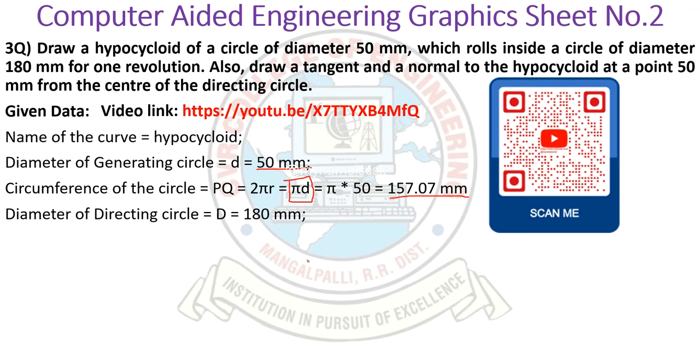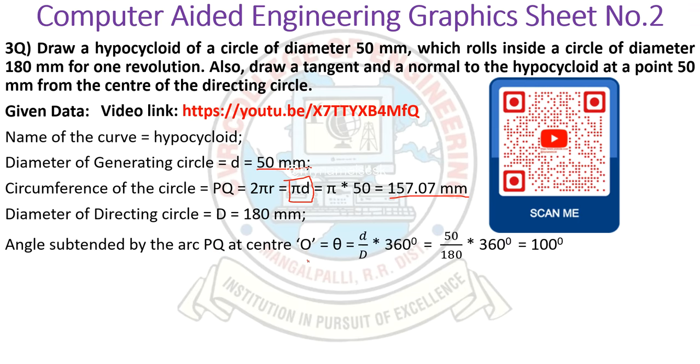The diameter of the larger circle is 180 mm, and we have to calculate theta. The formula is d by D multiplied by 360. So 50 by 180 times 360, you get the value as 100. So for this problem, it is 100. If, suppose, the smaller diameter is 40 and the larger diameter is 200, then the value will be different. For each and every problem, you have to calculate theta based on this formula and get the exact angle in order to solve.